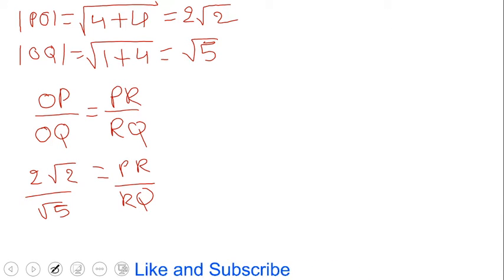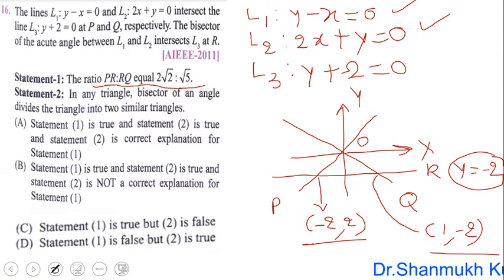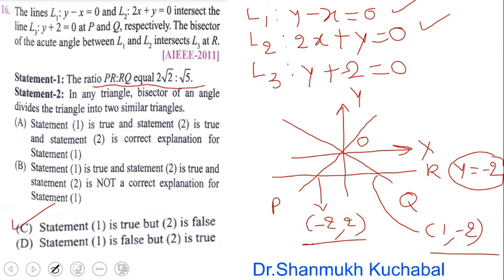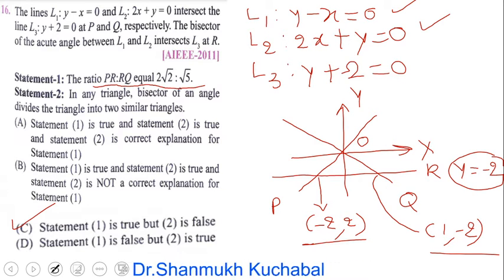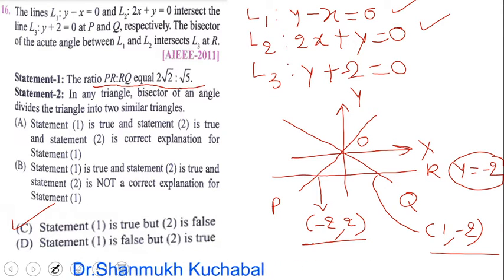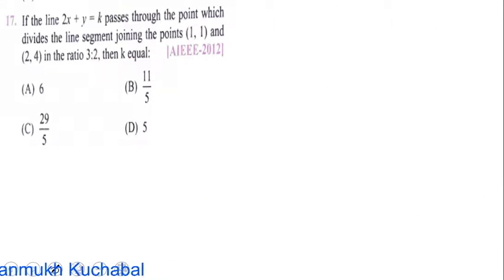Therefore statement 1 is true, but it does not divide the triangle into two similar triangles, so statement 2 is false. Therefore, analyzing this, option C is the right answer: statement 1 is true but statement 2 is false. This is the first page solution, this is the second page solution. Okay, we'll move to the next example.